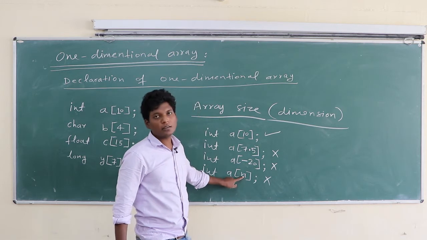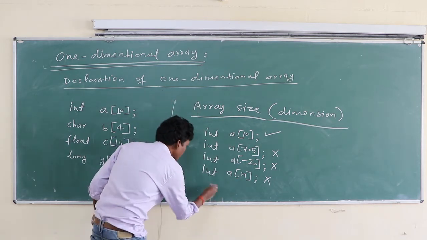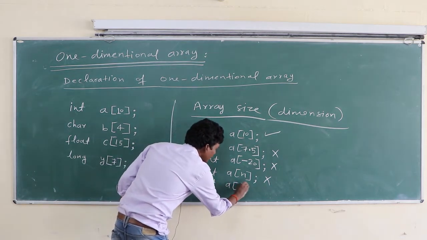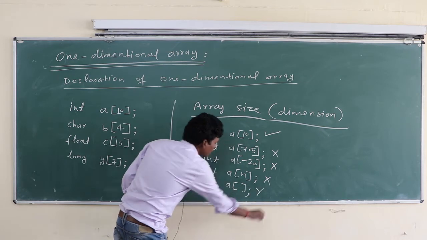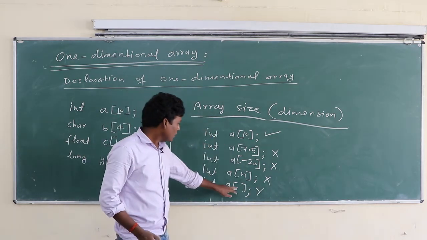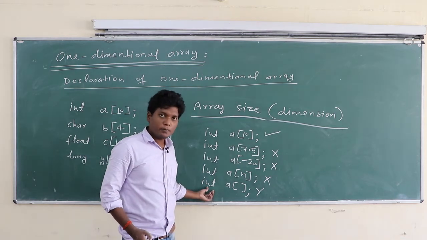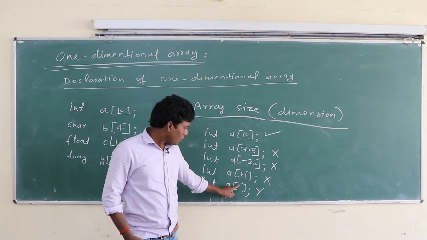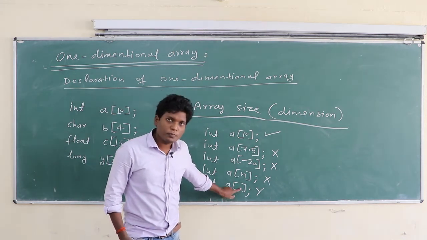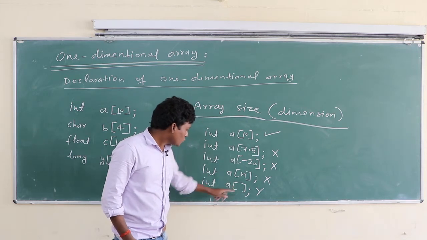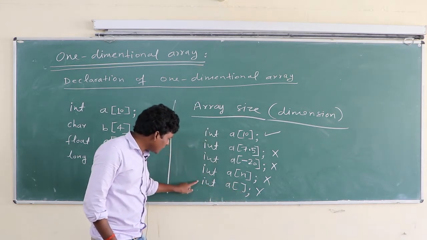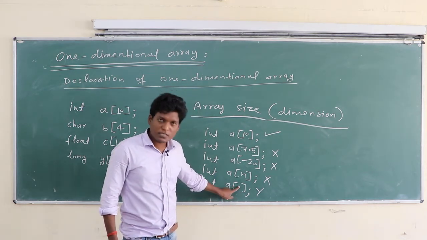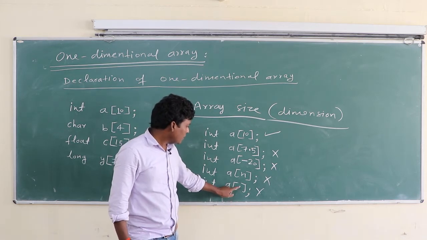Here must be constant, not variable. Okay, suppose you write int a of, this is also wrong. If you declare an array, then you have to mention the array size also. So there is no array size, so this array declaration is wrong, because array size is not mentioned. Array size must be necessary here.